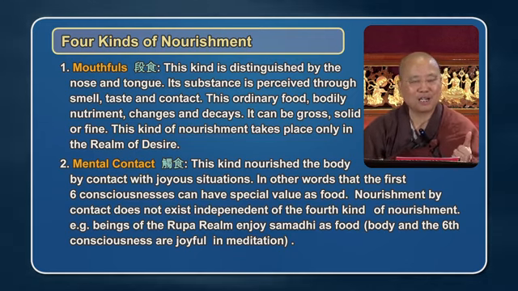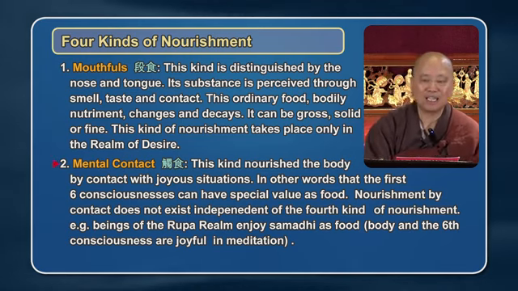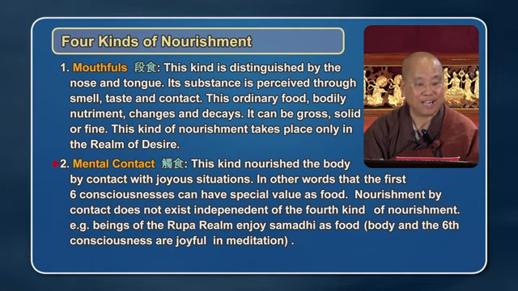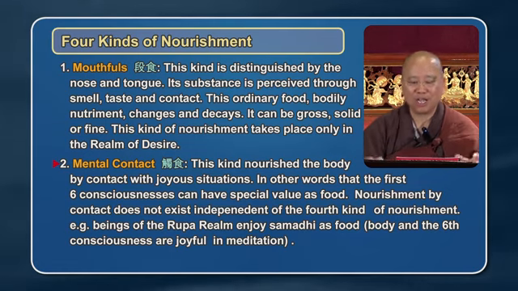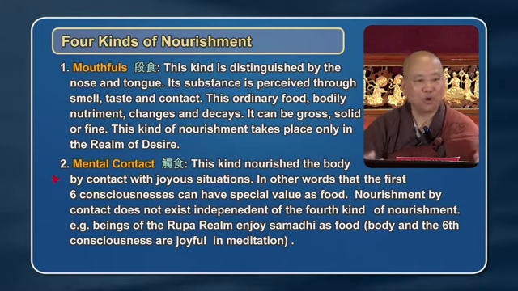So the first kind of food is nutrition, for which you need your nose and tongue. The second kind of food is by what? It's by mental contact. In other words, this kind of food nourishes the body by contact with a joyous situation.